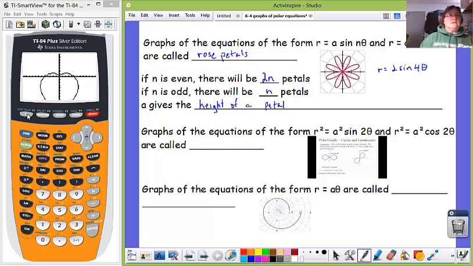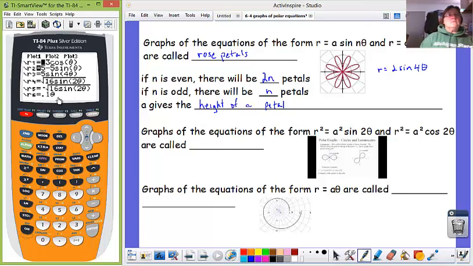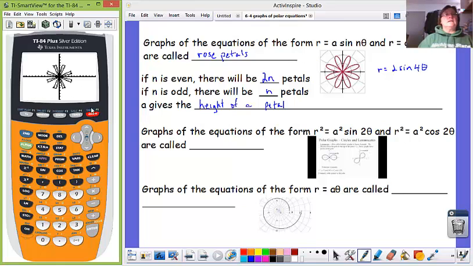Let's look at this one in the y equals. This is my third equation there. So I am going to be looking at 5 sine 4 theta. The 5 tells me the height of a petal is 5. I have 4 as the multiplier, which is an even number, so I should get 8 petals. Actually, that should look like this, only with longer petals. Let's look at that. Yeah, there they are. 1, 2, 3, 4, 5, 6, 7, 8.